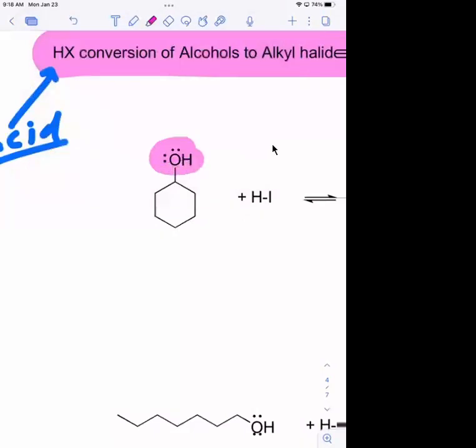We know already that that's my leaving group. What is going to replace that? Let's just say that first and see if we can predict the product before we go through how we get to the product.